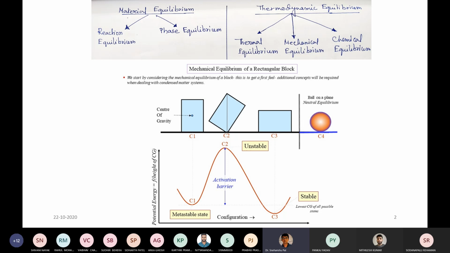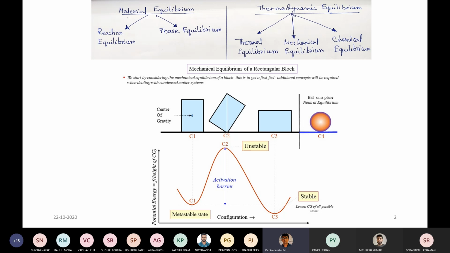Now, material equilibrium has two types: one is reaction equilibrium, another is phase equilibrium. What do we mean by reaction equilibrium? It is when the equilibrium exists with respect to conversion of one set of chemical species to another. You can say that the fractions of reactants and products remain constant with time, but it is a dynamic equilibrium. You should remember, we already understood at our +2 level that when the rate of forward reaction is equal to the rate of backward reaction, we reach reaction equilibrium. So it is a dynamic equilibrium.